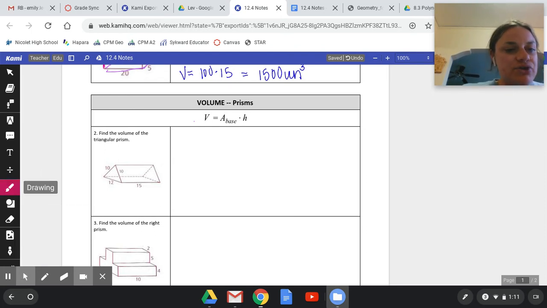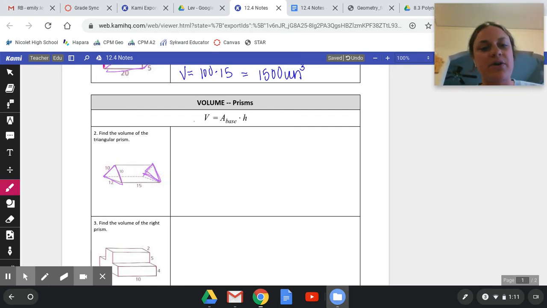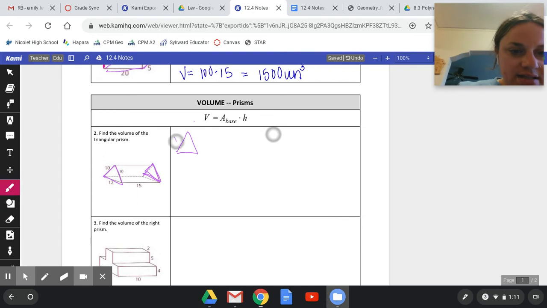So in example 2, my base now is this triangle. I know that's my base because whenever I'm talking about prisms, I am looking for the two sides that are not rectangles. So when you don't have a rectangular prism, your bases are going to be some other polygon. So I need to find the area of that base, which is a triangle. It is an isosceles triangle that's got these two side lengths of 10 and the base of 12.